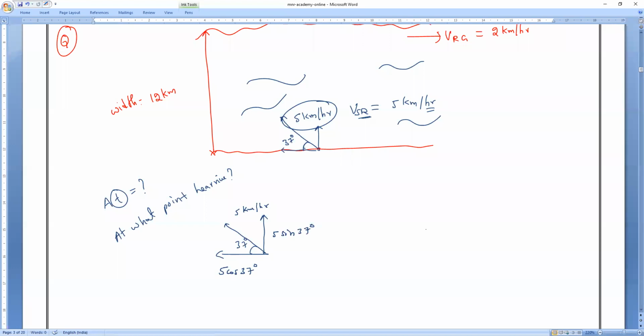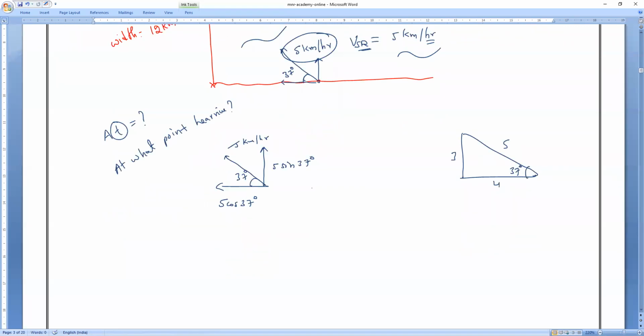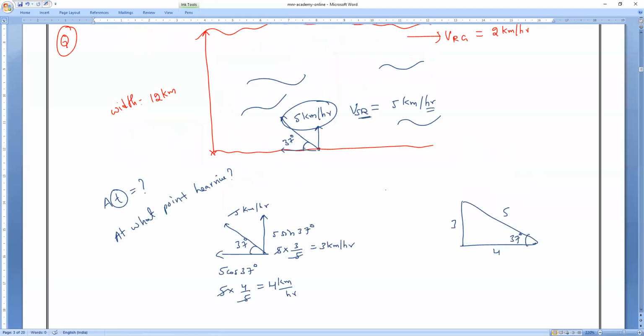So we all know the triangle for the 37 degree angle. What is the triangle? 37 degrees, 3, 4, 5. Is it right? Am I correct, all of you? Yes, sir. So cos 37 means what? By this time you should know. Cos 37 means 5 into 4 by 5 or 3 by 5? 4 by 5. This will get cancelled, so it is 4 kilometers per hour. Next, what will come for sin 37? 3 by 5. The 5 will get cancelled. What is the answer? 3 kilometers per hour.